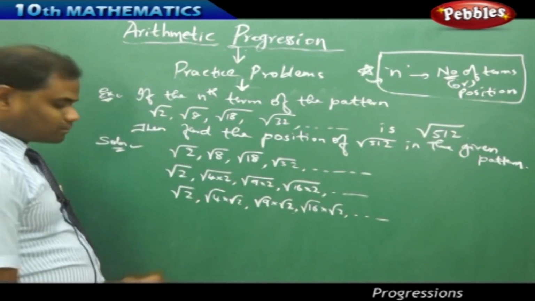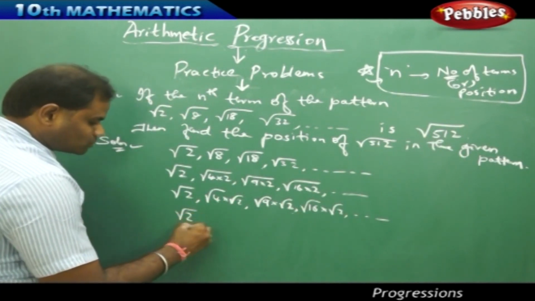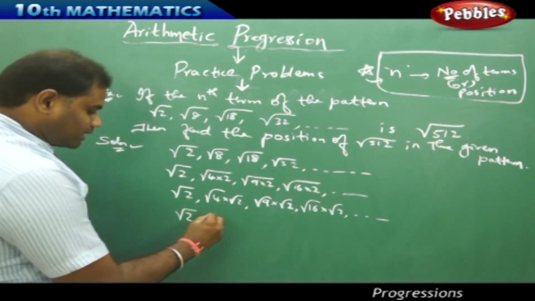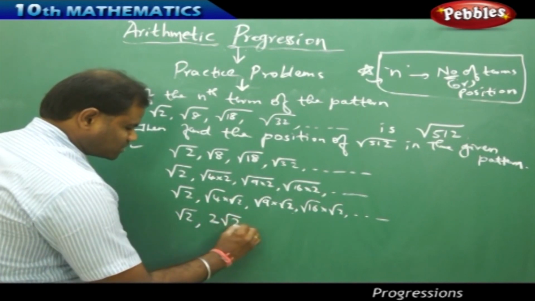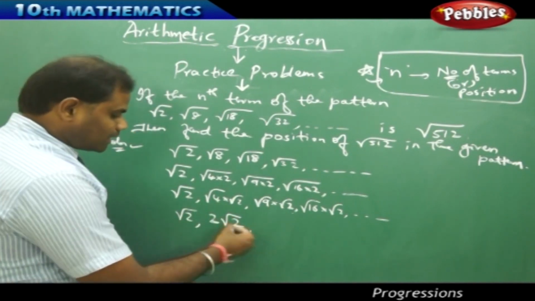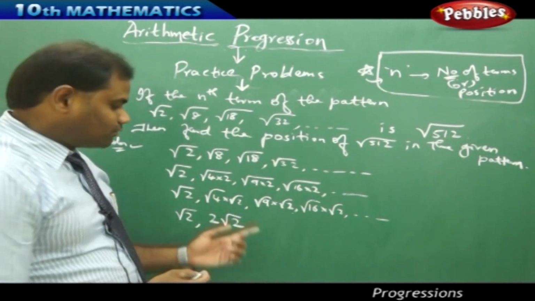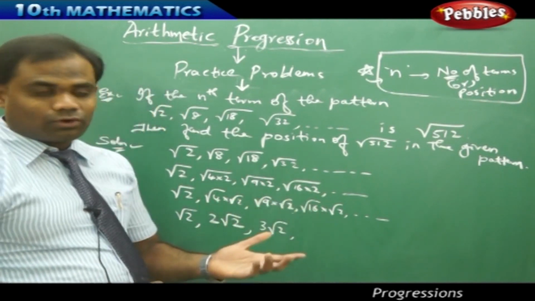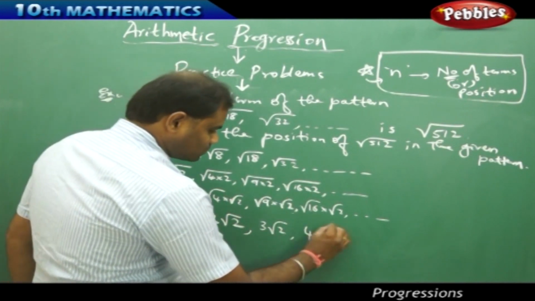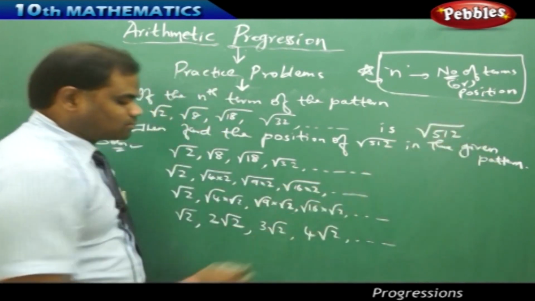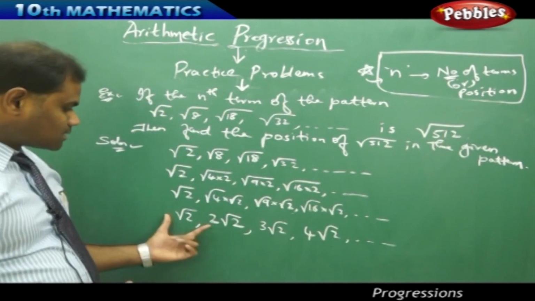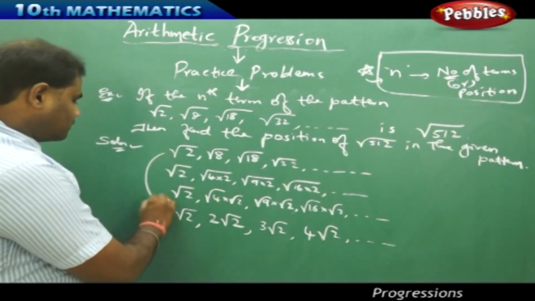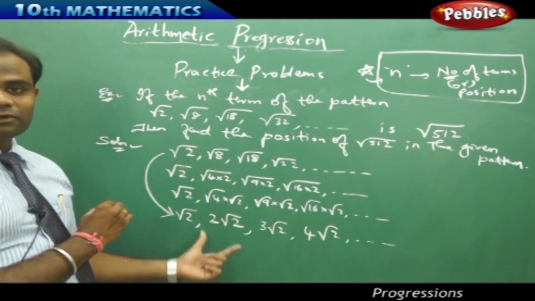So the next step, when simplified, gives me root 2. Root 4 is 2 because it is a perfect square. Therefore, I get this as 2 times root 2, which is 2 root 2. Similarly, root 9 is 3, therefore 3 times root 2 is 3 root 2. Root 16 is 4, therefore I get 4 root 2, and so on and so forth. So this is the pattern which is finally simplified from the given pattern by a series of steps.